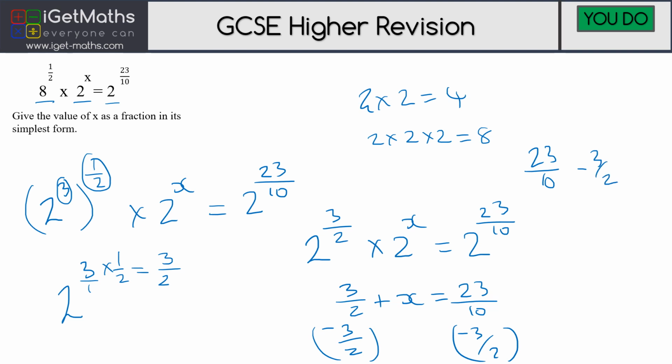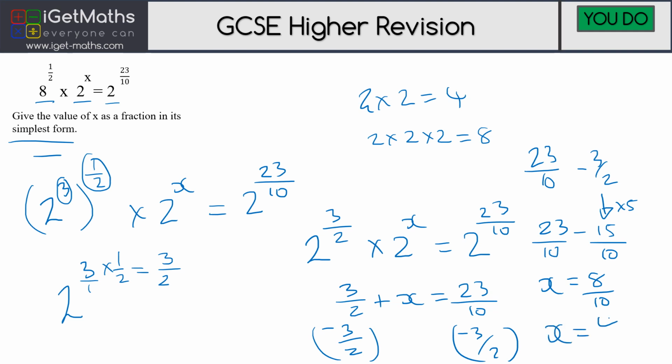So what we're going to do is get this fraction to the same base by timesing by 5. And that will give us 3 times 5 is 15, and 2 times 5 is 10. And you've got 23 over 10 minus 15 over 10. 23 minus 15 gives you 8 over 10. And it says give x as a fraction in its simplest form. So quite simply, x is equal to 8 over 10, but we can half this, so our final answer would be x equals 4 over 5, and you're done.